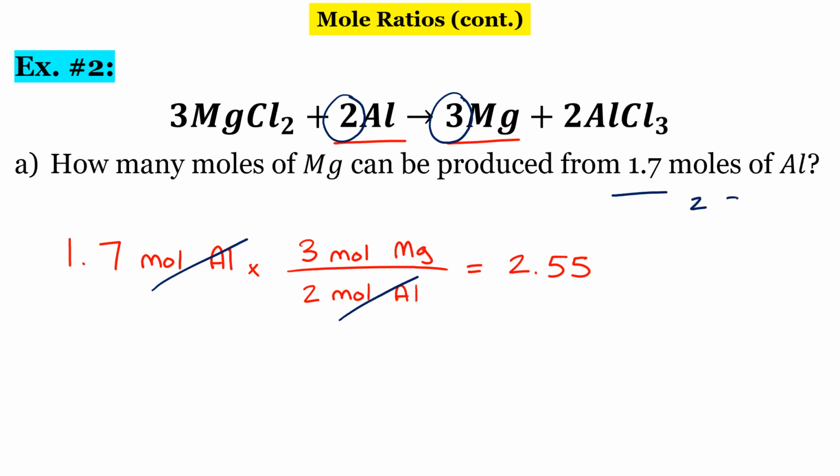We have 2 significant figures in our given number. So we want 2 significant figures in our final answer. Going from left to right, let's underline the first 2 significant digits, and then let's look at the third. So in this case, we're going to round up to 2.6, and then our units will be moles of magnesium.